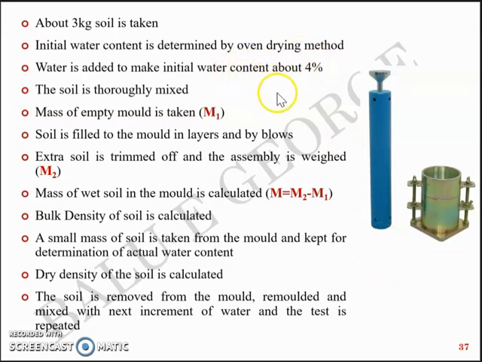So to start with, you had 4% and you carried out the test, found out the bulk density, found out the dry density. Take the soil out, add the next increment, let's say 2% extra, so that makes 6%. Carry out the test, you'll get one other set of dry density. Then go for the third round, let's say 8%, you'll get another set of dry density. Likewise, this test is repeated.